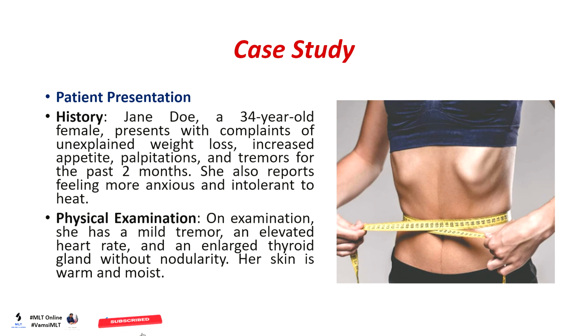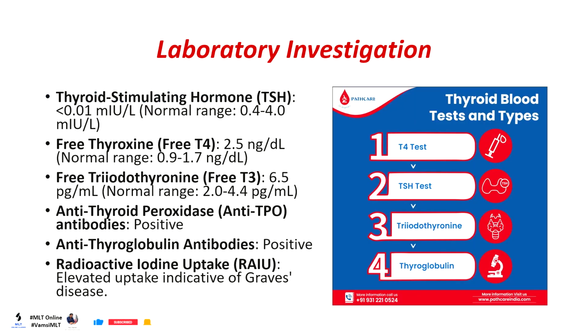History: Jane Doe, a 34-year-old female, presents with complaints of unexplained weight loss, increased appetite, palpitations, and tremors for the past 2 months. She also reports feeling more anxious and intolerant to heat. Physical examination: on examination, she has a mild tremor, an elevated heart rate, and an enlarged thyroid gland without nodularity. Her skin is warm and moist.